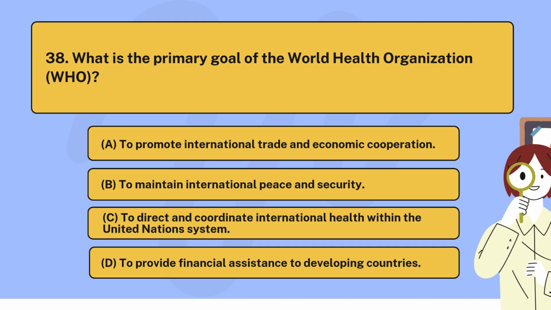Question 38. What is the primary goal of the World Health Organization, WHO? A. To promote international trade and economic cooperation. B. To maintain international peace and security. C. To direct and coordinate international health within the United Nations system. D. To provide financial assistance to developing countries.